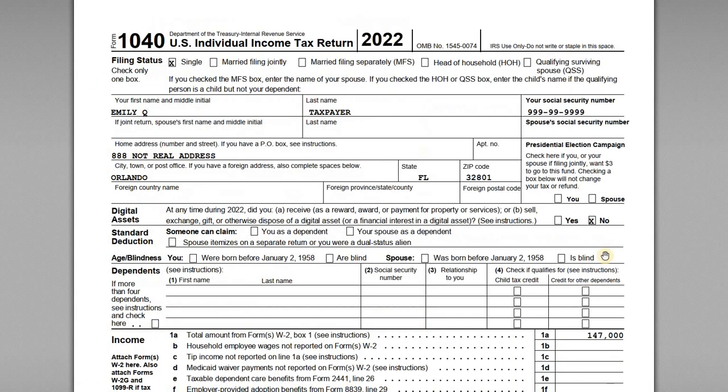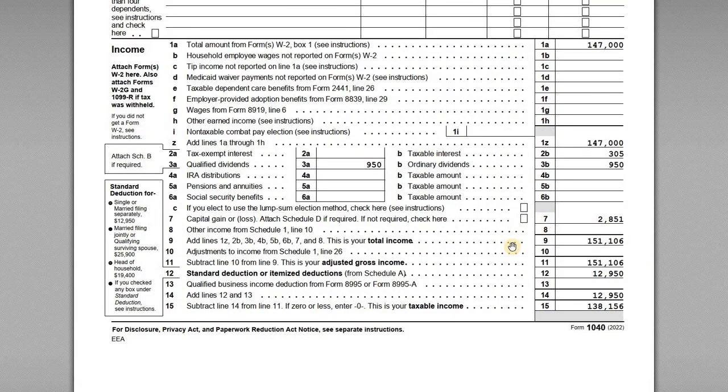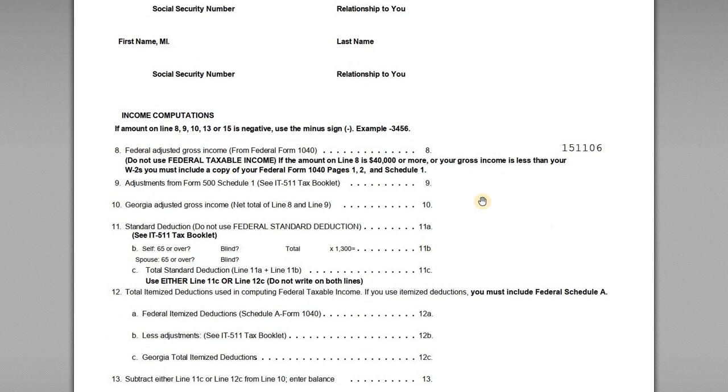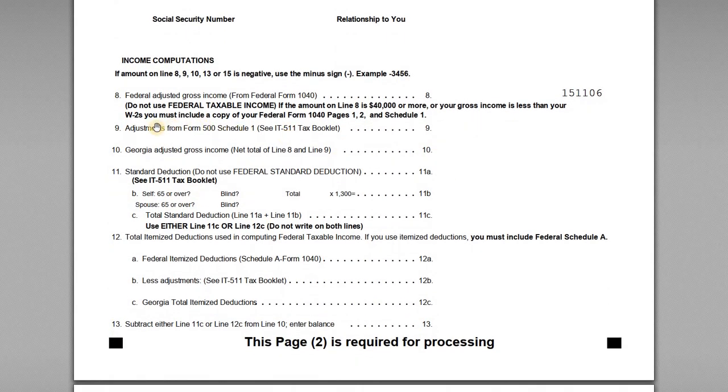$151,106. We can find that if we go to line 11 on our federal return, right? This is our adjusted gross income, line 11, $151,106. Now for part-year resident returns and non-resident returns, you do not complete lines 9 through 14. So these remain blank because we need to use the Schedule 3 instead to figure out these values.